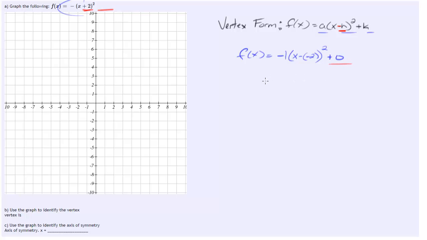This would mean that the vertex is at -2, 0. This negative right here would mean this is a concave down parabola.